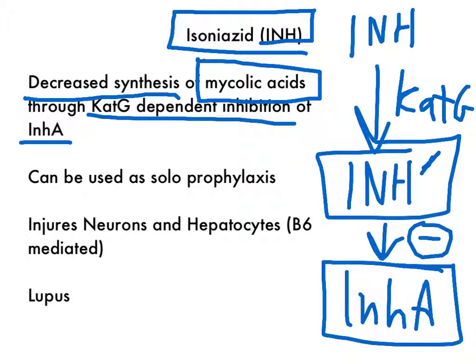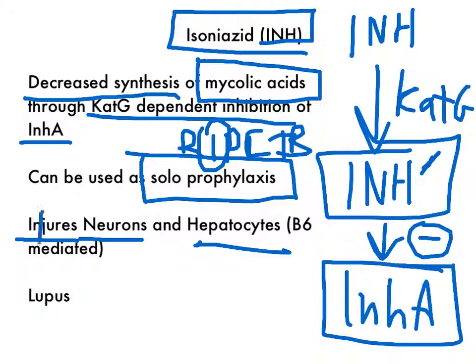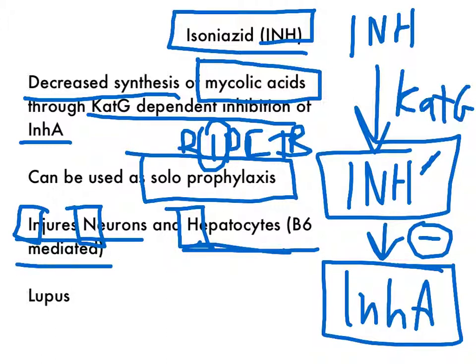The interesting thing about INH is that it can be used for solo prophylaxis against TB. If you remember in my acronym from before, RIPE, the I was starred, and that's because it can be used as solo prophylaxis against TB. That's pretty important. Another thing to know is that isoniazid's toxicity is that it injures neurons and hepatocytes, and there's an acronym here, I and H, if that helps you remember it. How it does that toxicity, I'll get into in a moment. But the final toxicity you have to know about isoniazid is that it can cause drug-induced lupus.